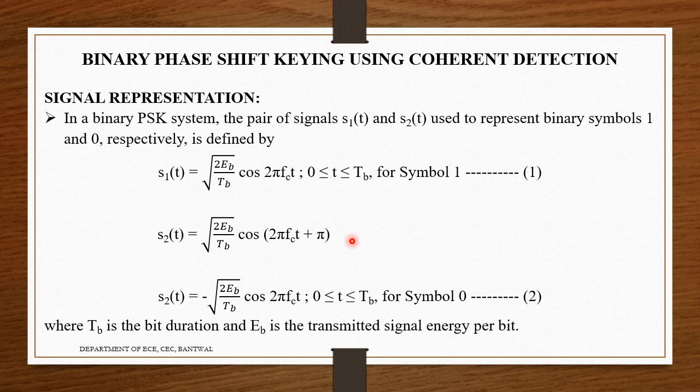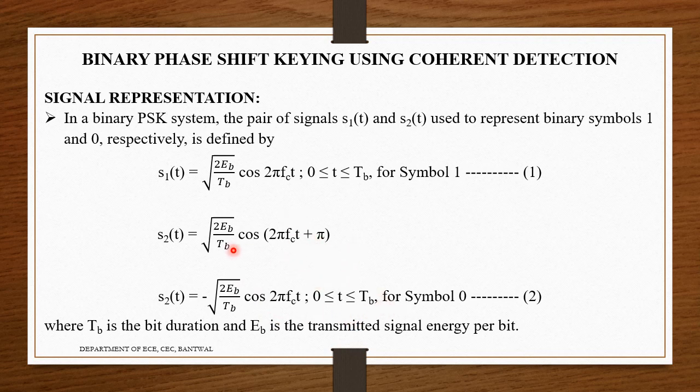Because in PSK, what is the condition we are looking for? For symbol 1, there is no phase shift, whereas for symbol 0, we have a phase shift of pi. So I represent cos 2 pi fct plus 0 directly as cos 2 pi fct for symbol 1, but for symbol 0 it is cos 2 pi fct plus pi. Now I'll simplify these things. Instead of a big term, for cos 2 pi fct plus pi, it becomes minus square root of 2 EB by TB cos 2 pi fct from 0 to TB.